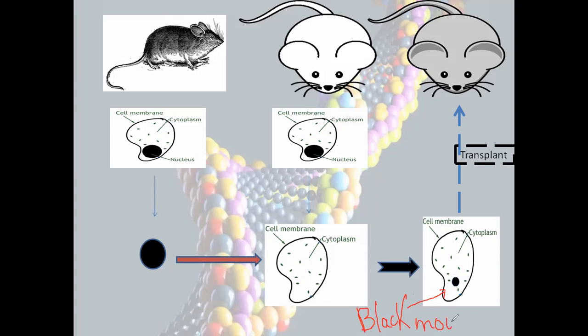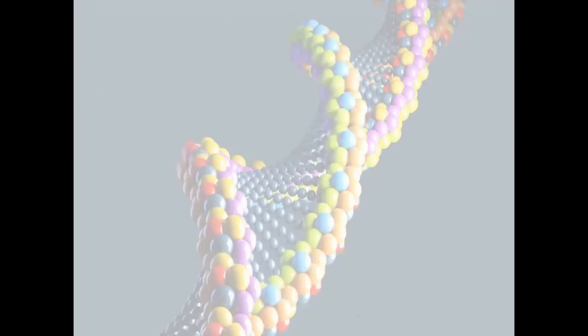mouse. And then we transplant it into the gray mouse. As we said, it's the gray mouse. We transplant it into the uterus of the gray mouse, and it's called the foster mother. Here, the result was black. So what can we conclude from here? That the nucleus is the carrier of the genetic information.